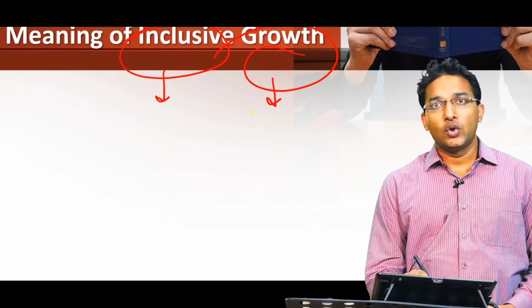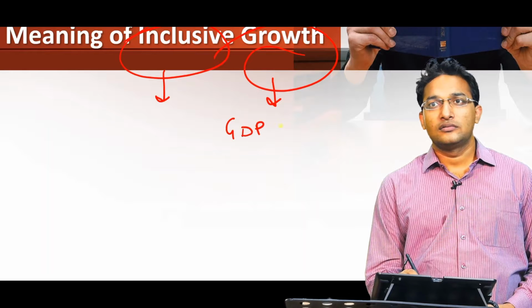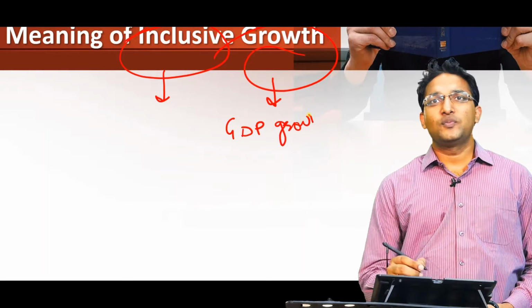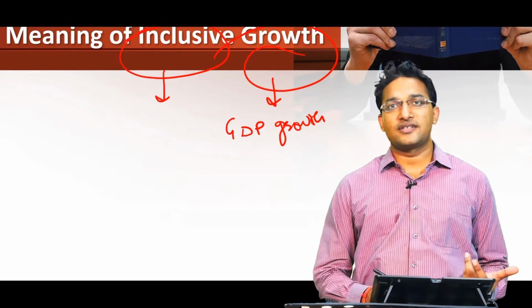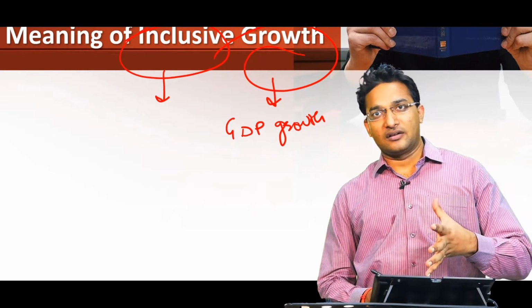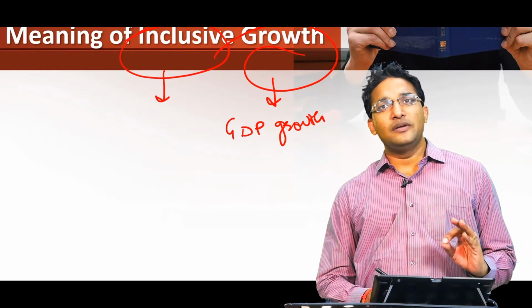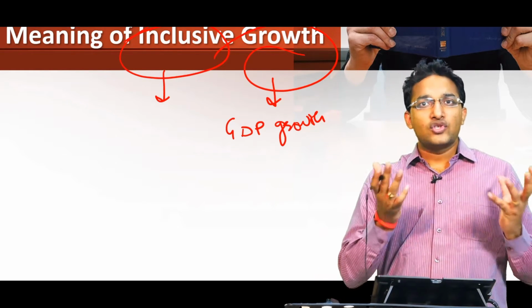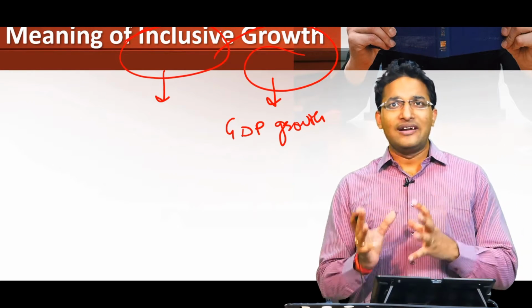Growth basically means GDP growth, right? That just means the increment in the production of goods and services during a particular year in a country, right? So GDP growth basically means an increase in resource generation, right? So this is the one dimension.